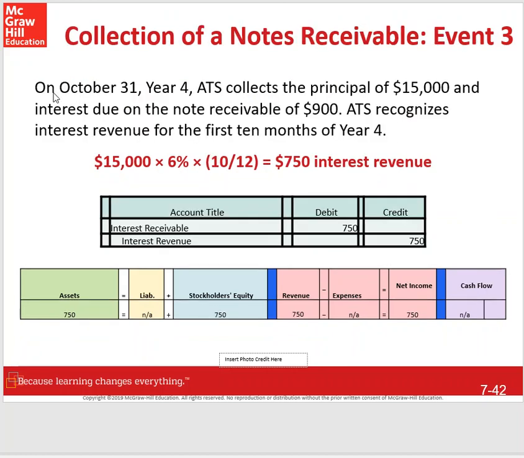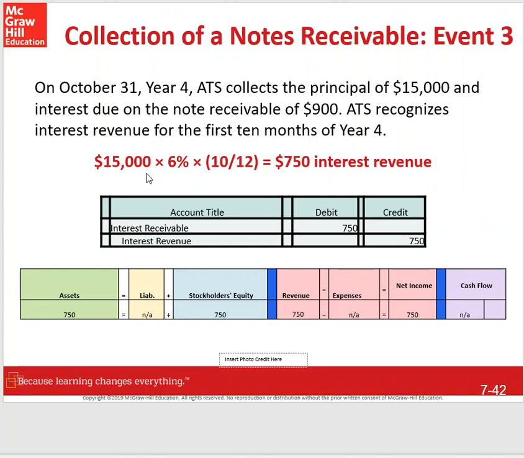Then we fast forward. Now it's October 31st, year 4, and it's time to collect. So Stanford Cummings is going to pay us, and we're going to collect the principal of $15,000 plus the full year of interest, $900. But before we can collect, we have to accrue the remainder of the interest. So we've already accrued 2 months, November and December from last year, and now we have to accrue the rest of it. So again, principal times percentage times time outstanding.